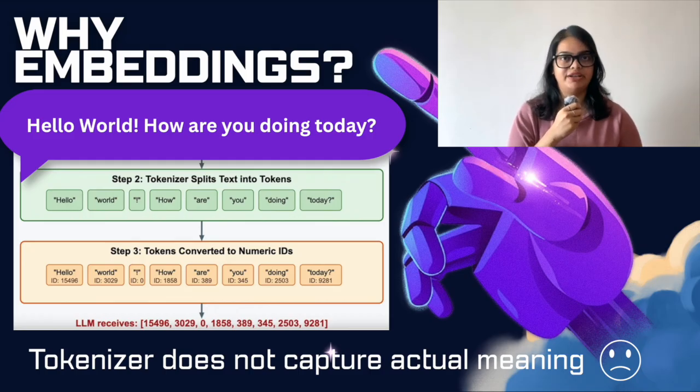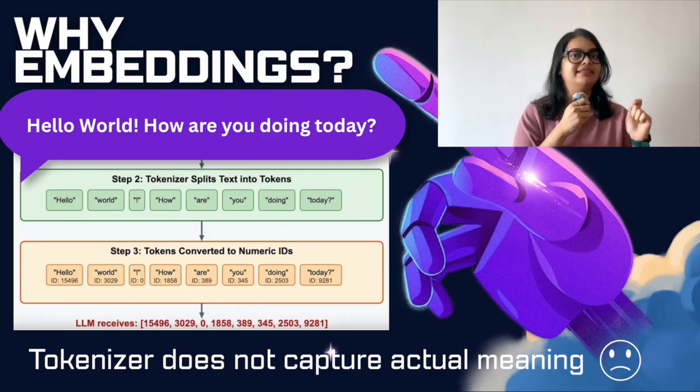These numbers are not random, they are determined during the tokenizer training process using algorithms like BPE, which we discussed earlier. But these numbers are just IDs. They are just positions in a vocabulary. They do not carry any meaning. If I tell you that hello is 15496 and hi is 22000, you cannot tell that these two words are similar just by looking at the numbers. So, this is the gap in tokenization. Token IDs are meaningless numbers. They do not capture the actual meaning of words.